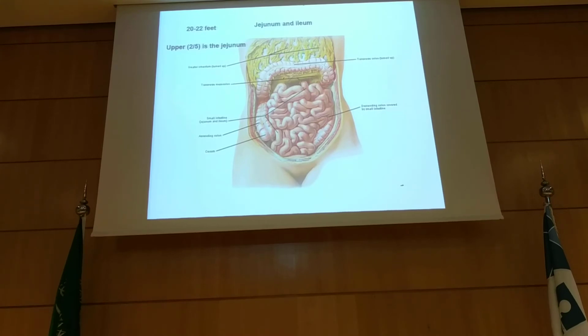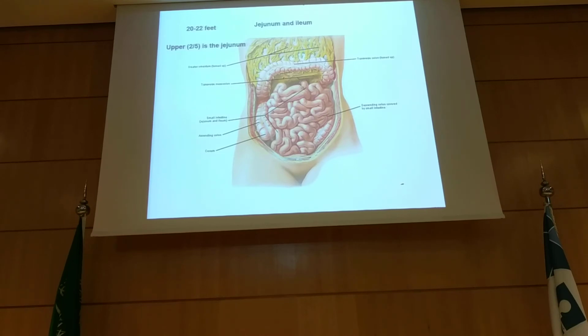We see the rest of the coils of the small intestine, and we're talking about 20 to 22 feet or 6 to 7 meters. Upper part is the duodenum, lower part is the ileum. Right? The duodenum is 2/5, which is basically 8 feet, and the rest will be the ileum.